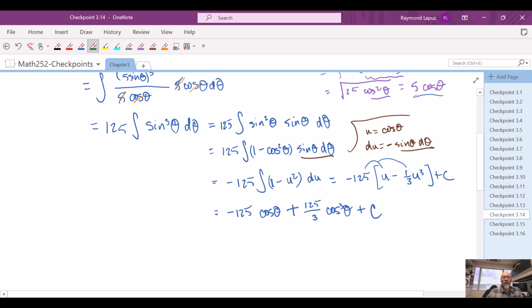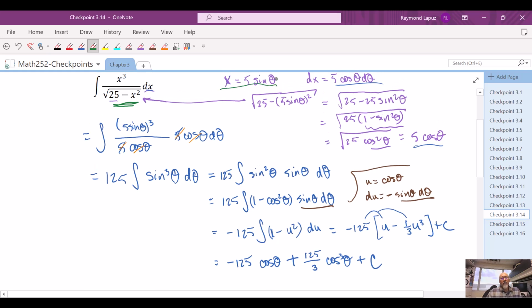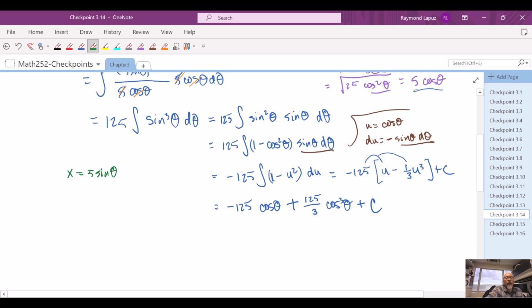But we're not quite done yet because our original integral was in terms of x, so we're going to need to change this back in terms of x. Now, we will use this original trig substitution that we had as a reference. So on the side here, say x is equal to 5 sine theta. And what we'll do to figure out what cosine theta is with respect to this equation is to construct a right triangle, and then maybe rewrite this as sine theta is equal to x over 5.